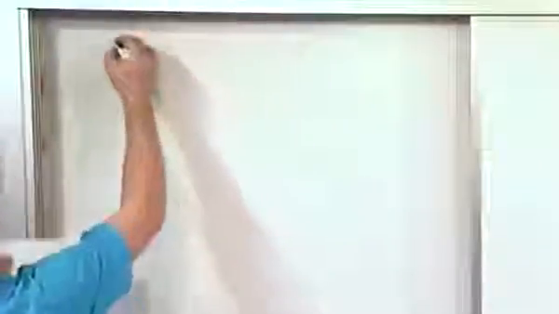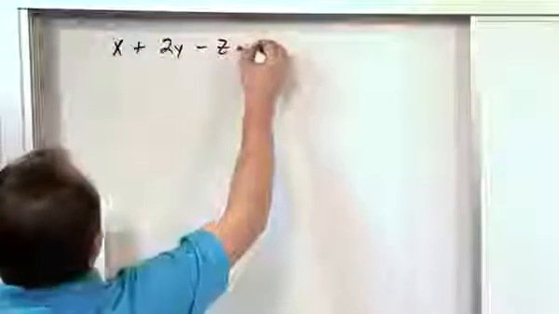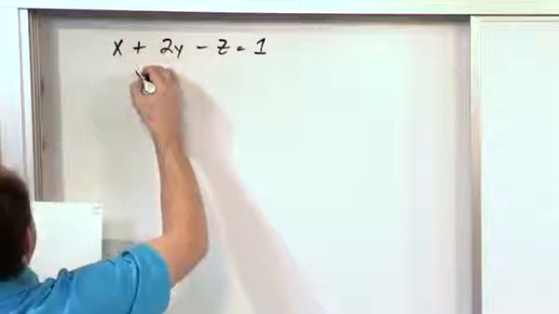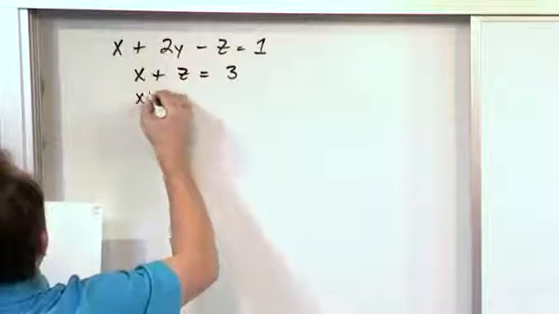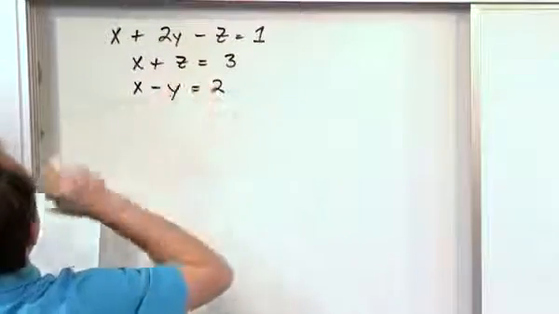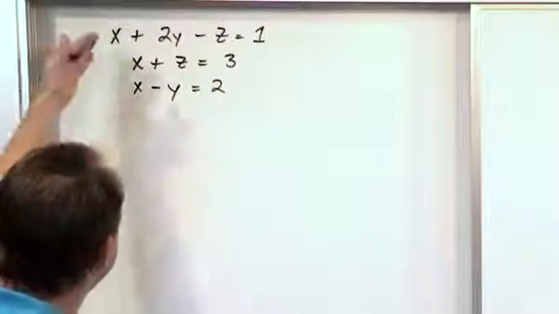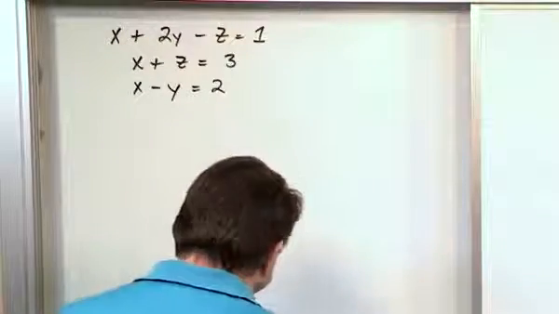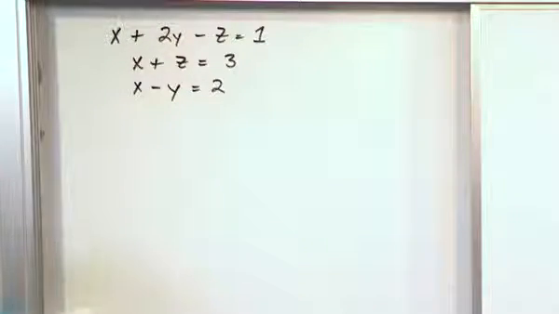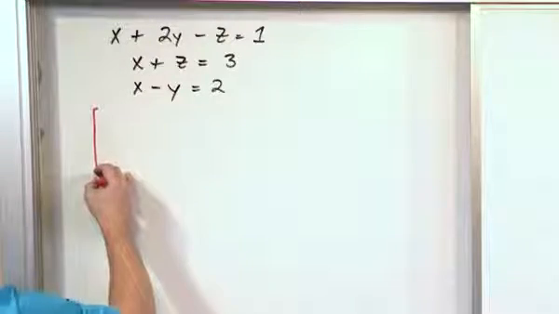So if we have a system of equations, x plus 2y minus z is equal to 1, and then we also have x plus z is equal to 3, and then we have x minus y is equal to 2. Again, we have three variables, x, y, and z, and we have three equations. Because of that, we're reasonably hopeful that we'll be able to use row reduction to find a solution, but we won't know until we get to the end. So let's write this as an augmented matrix.